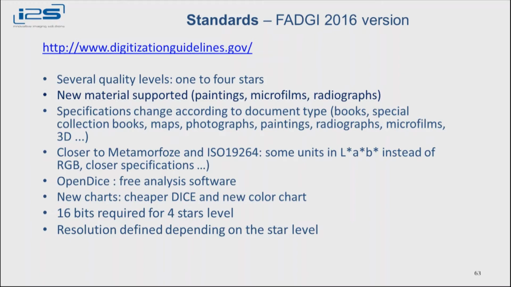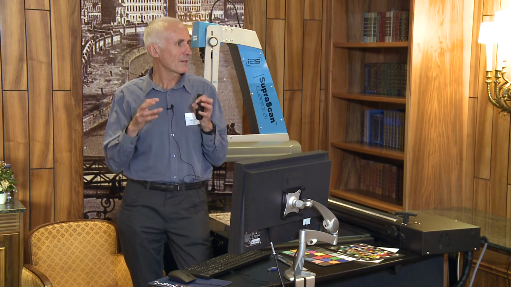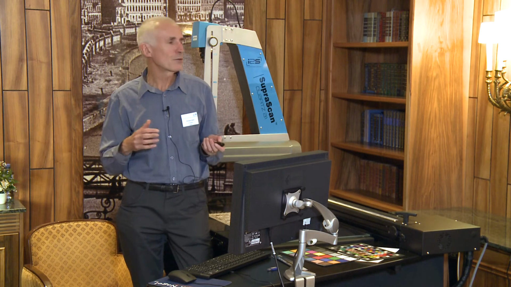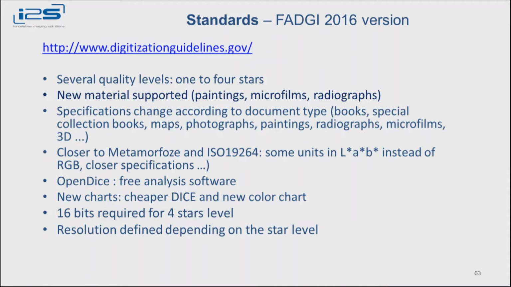You have also many kinds of documents supported, much more than in Metamorphose. So you have microfilm, paintings, anything, radiograph, and so on. People from FADGI and Metamorphose are talking together, so they're trying to get a closer specification, use the same units if possible. So it's going slowly, but it's improving. So now they're using LAB for some units, and they try to have some closer specification.